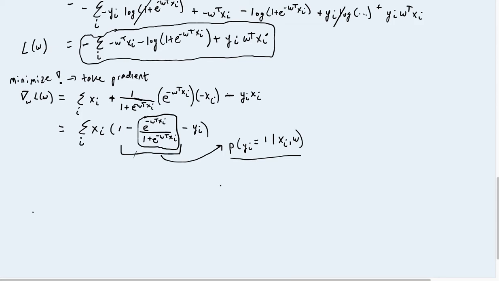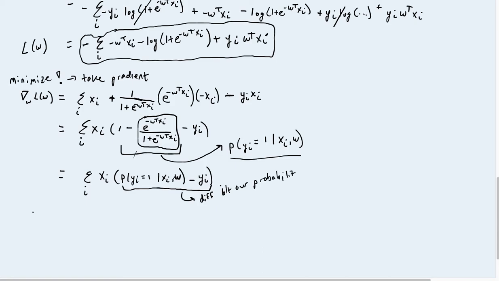And why is that significant? Well, that means we can rewrite this as the sum over all i of xi times the probability that yi equals 1 given xi and w, minus yi. And so what we can see here is that this is the difference between the true value of y and our predicted value, our predicted probability. The difference between our probability and the true value.